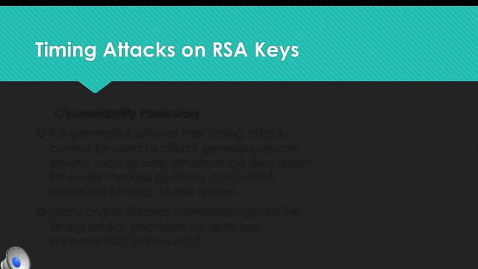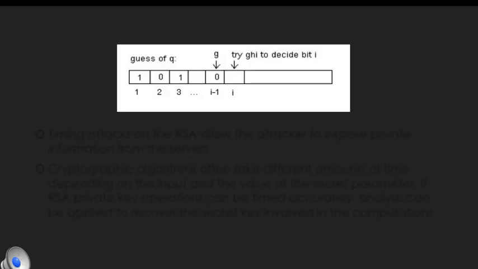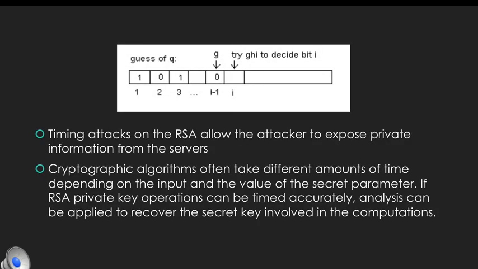It is believed that timing attacks cannot be used to attack general purpose servers, such as web servers, since decryption times are masked by many concurrent processes running on the system. Many crypto libraries completely ignore the timing attack and have no defenses implemented to prevent it. The basic idea is to make an initial guess and refine it by learning bits one at a time, from the most significant to the least.